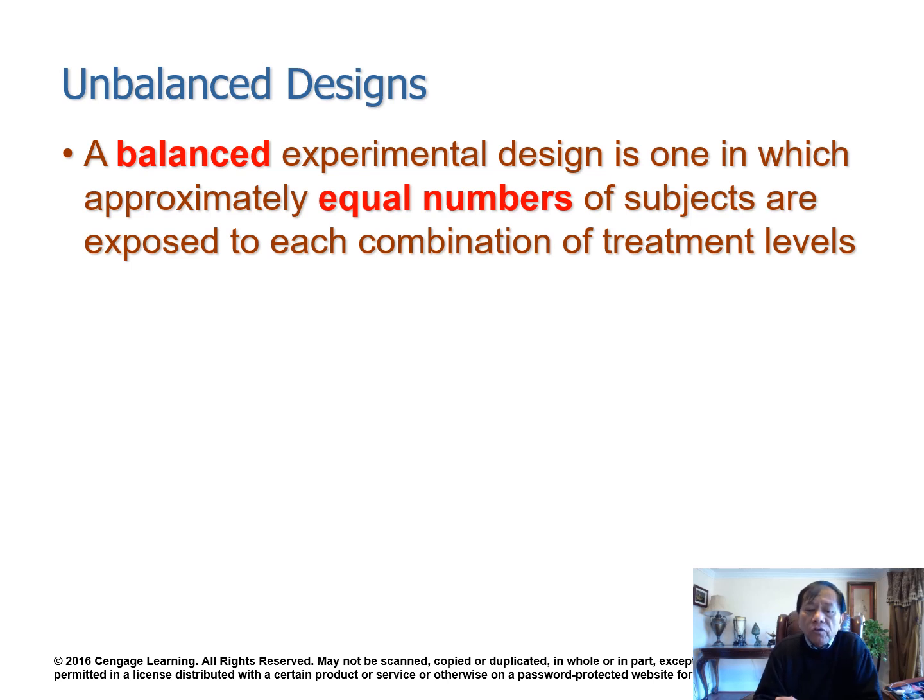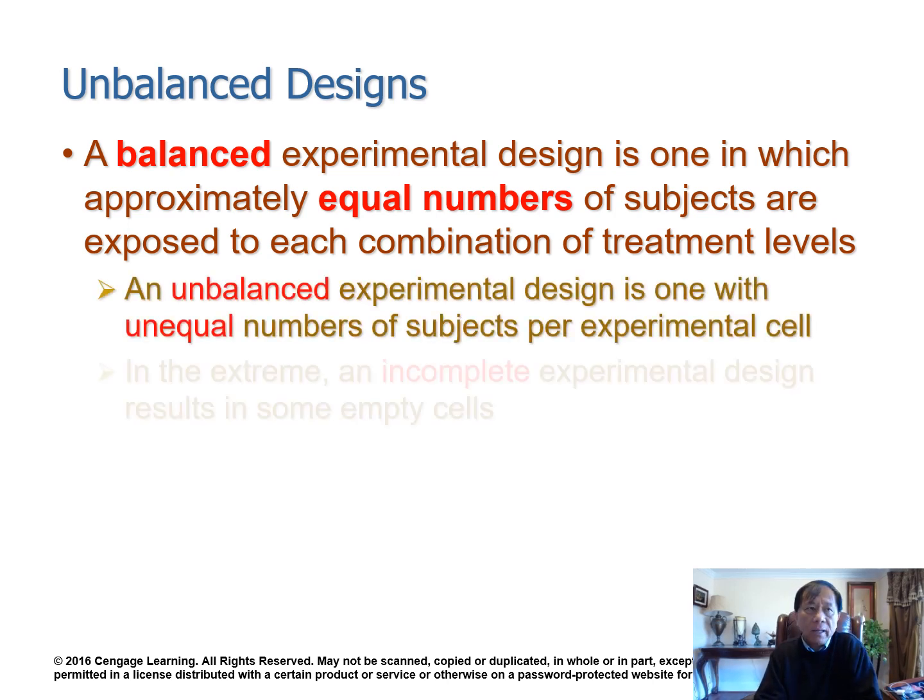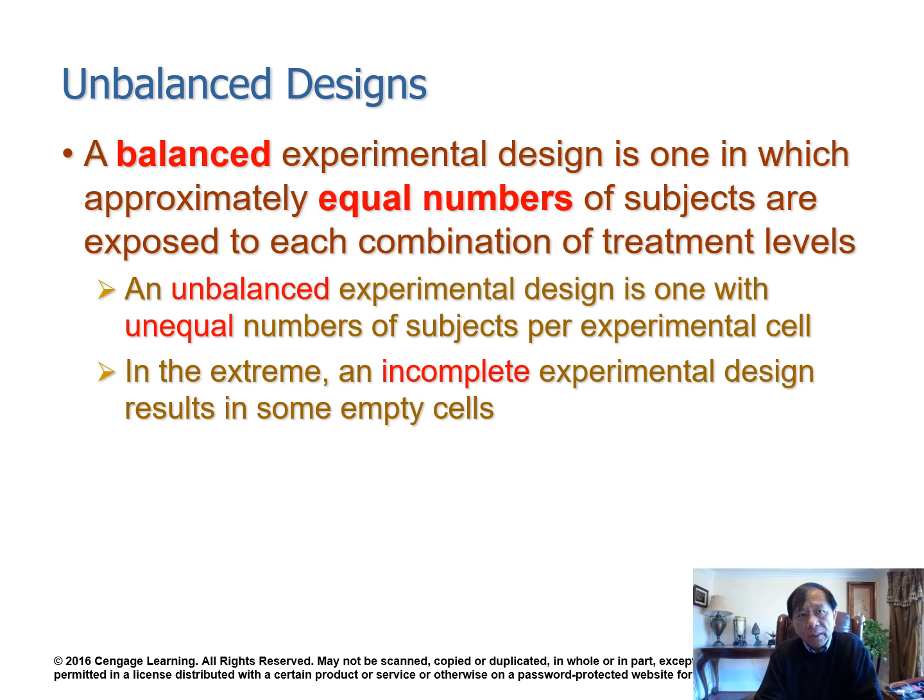There is also an issue of balanced versus unbalanced design. A balanced experimental design is one in which approximately equal numbers of subjects are exposed to each combination of treatment levels. For each treatment, you get the same number of subjects. That's balanced. An unbalanced experimental design is one with unequal numbers of subjects per experimental cell. The number of people is different.